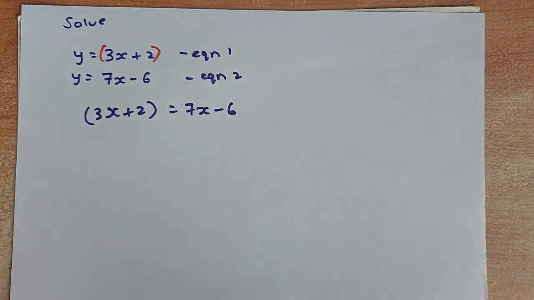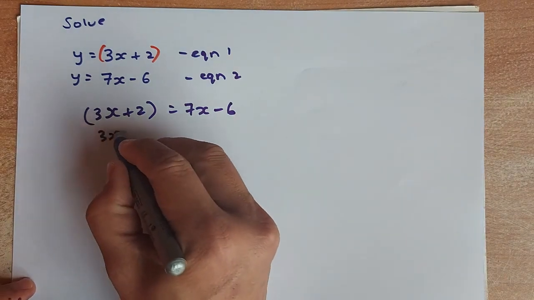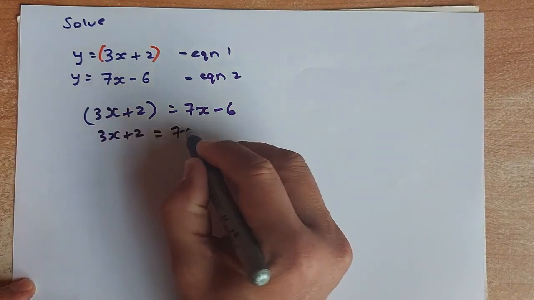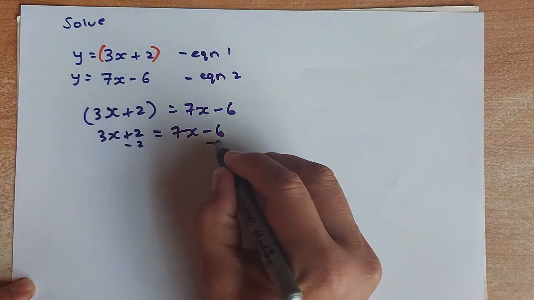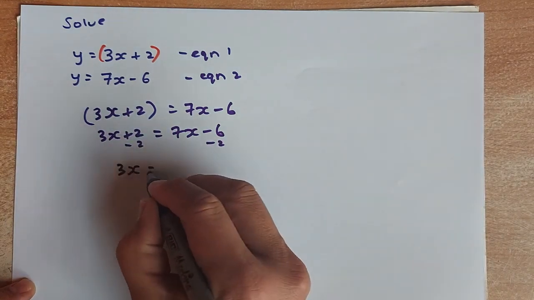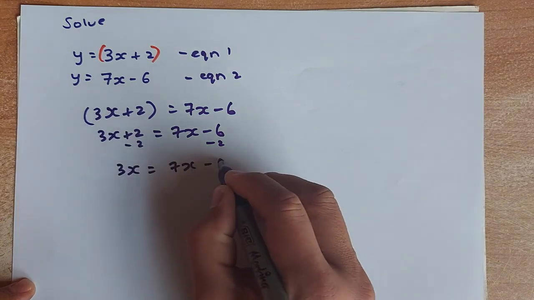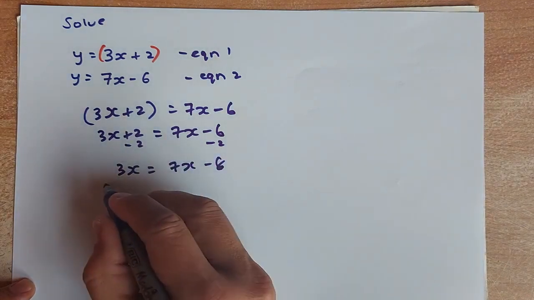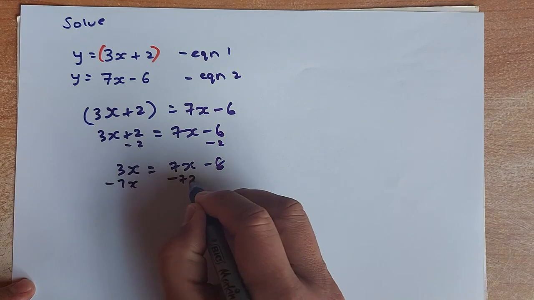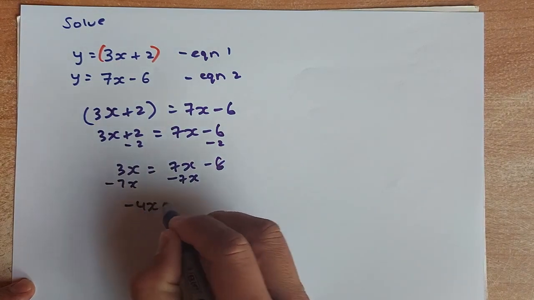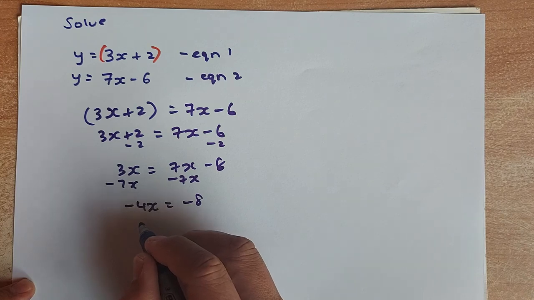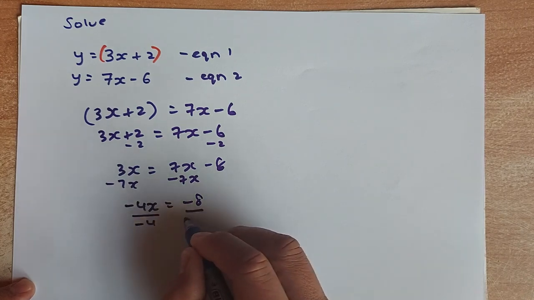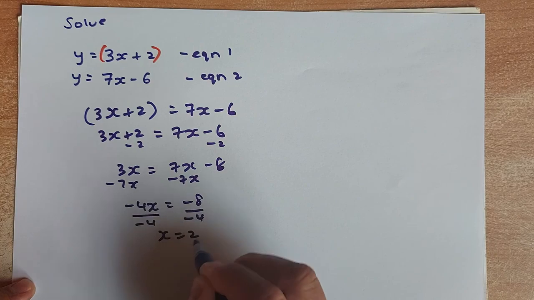Now we're going to solve it using linear algebra. So now 3x plus 2 equal to 7x minus 6. The first step, you can get rid of the 2. So you minus 2 on both sides. So 3x equals 7x minus 8. Now you're going to minus 7x on both sides. So you're going to get minus 4x, these will cancel out, equal to minus 8. And then you divide by minus 4 on both sides. So x equals 2.